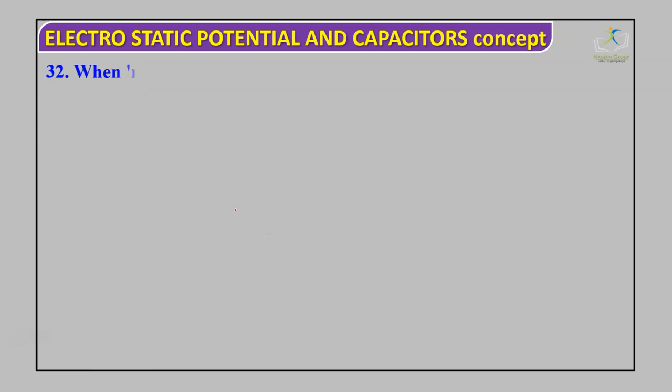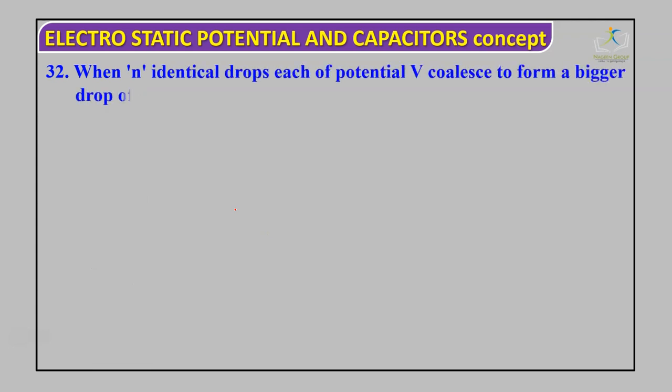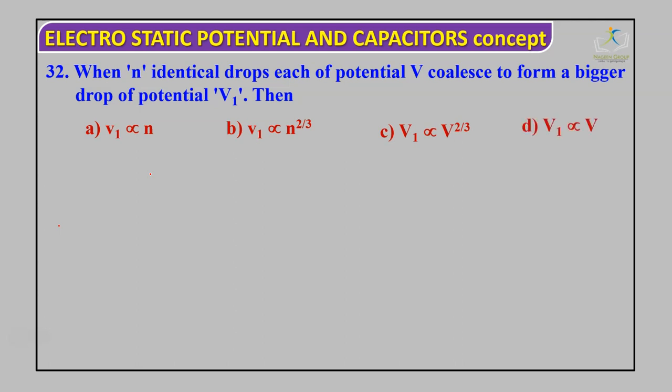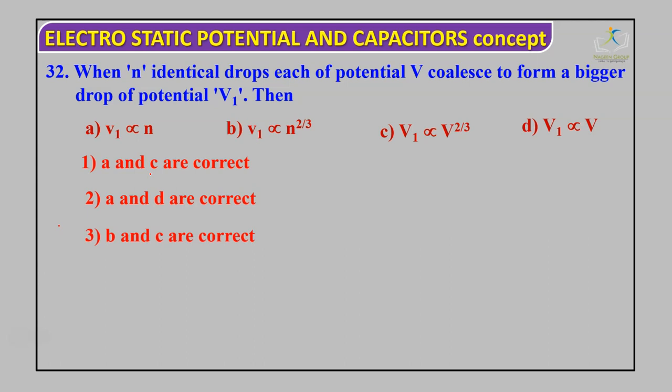Next question we have. When n identical drops, each of potential V, coalesce to form a bigger drop of potential V1, then V1 is directly proportional to n. V1 is directly proportional to n to the power 2 by 3. V1 is directly proportional to V to the power 2 by 3. And V1 is directly proportional to V. So the options are: A and C are correct, A and D are correct, B and C are correct, and the last option, B and D are correct.